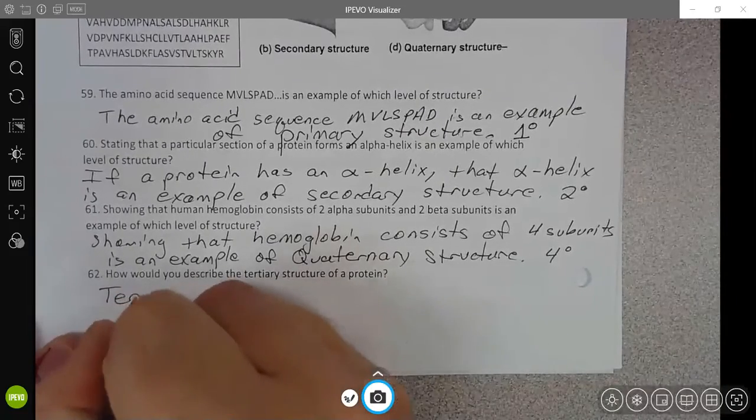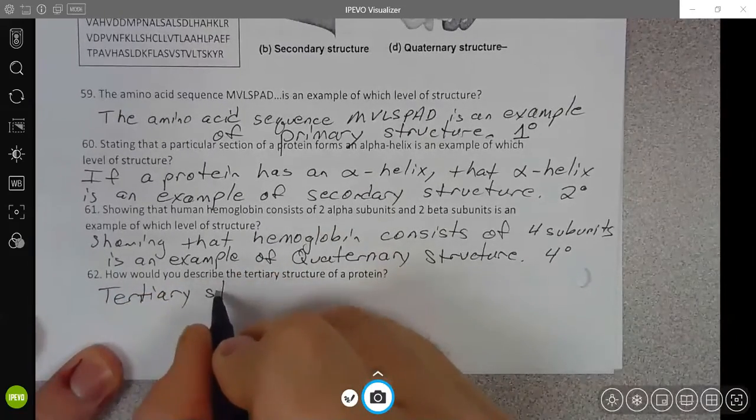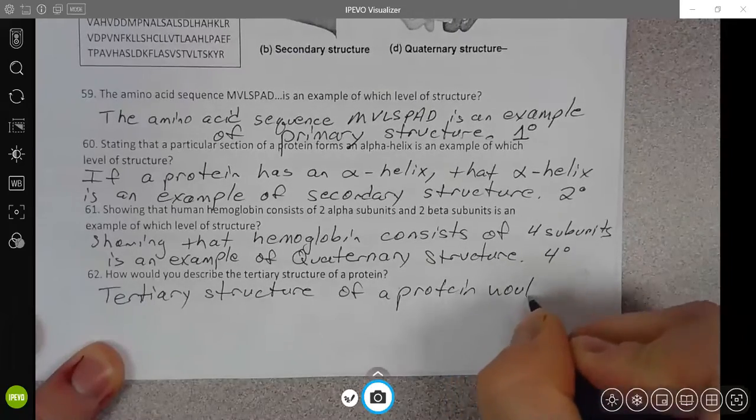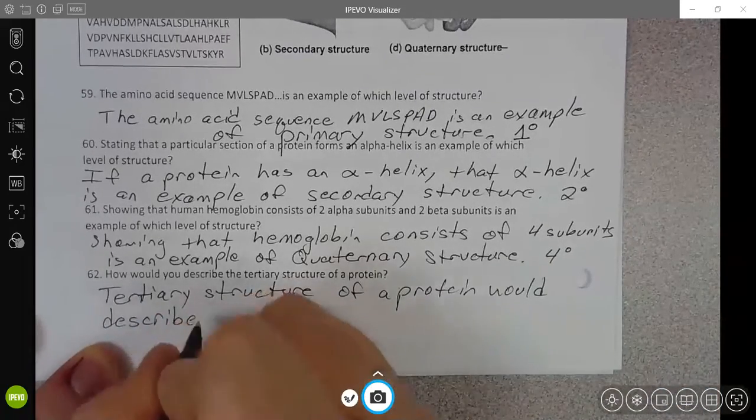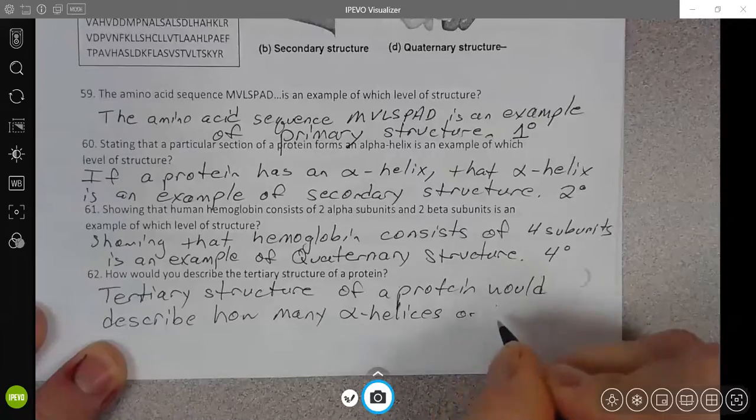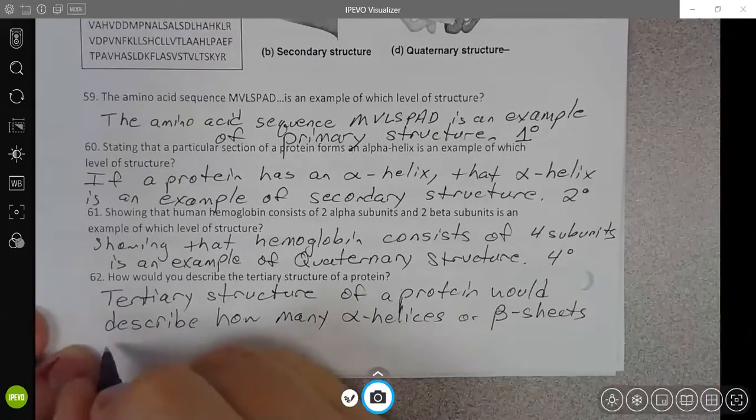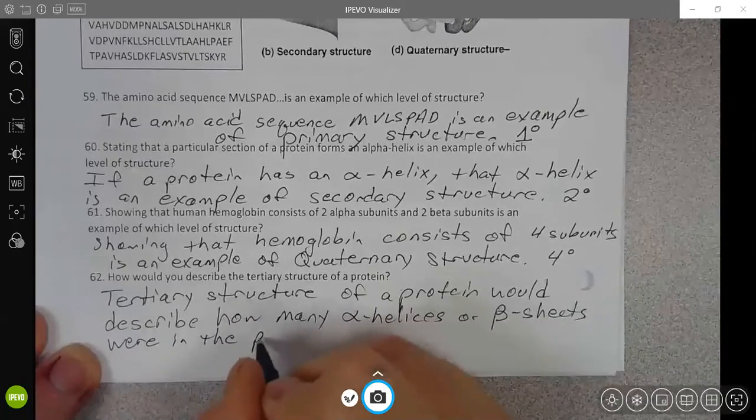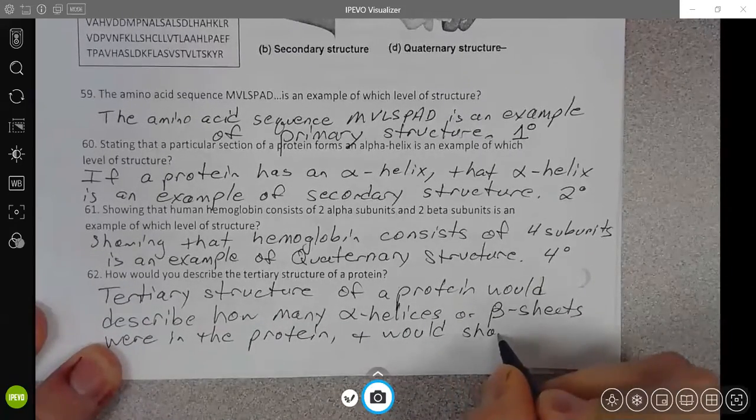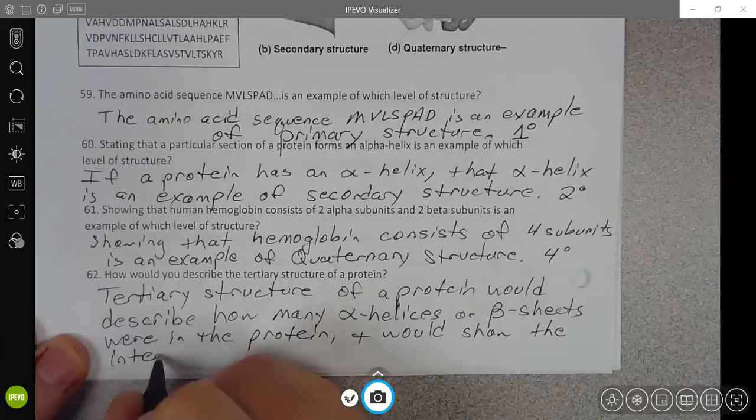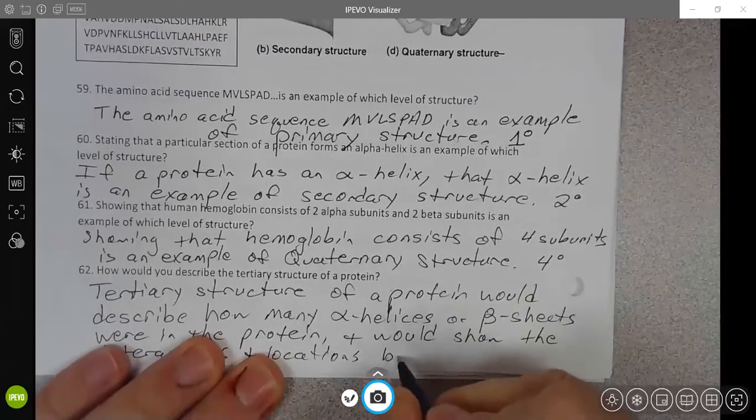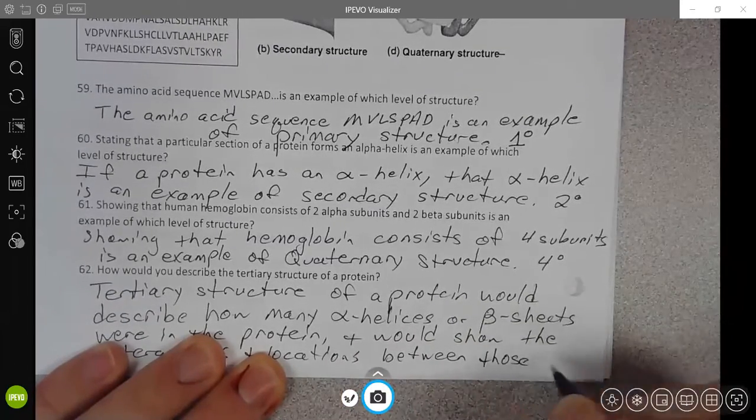Maybe you could say that the tertiary structure of a protein would describe how many alpha helices or beta sheets were in the protein, and would show the interactions and locations between those features.